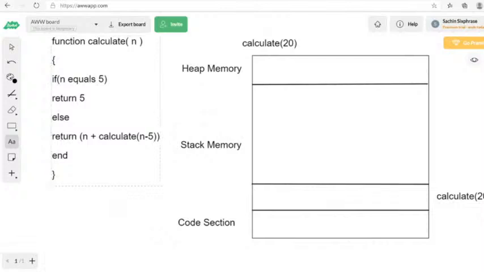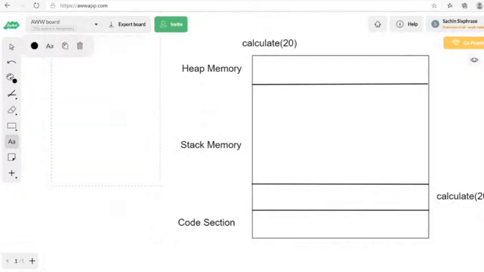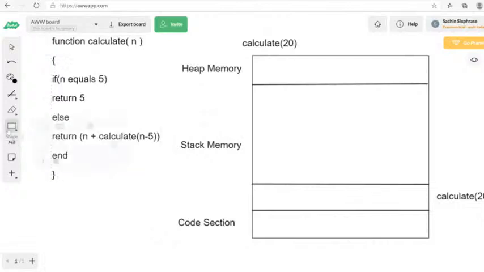Inside the function, you have a variable called n. For that variable n, one memory block will be created inside the respective activation record. The name of the variable is n, and the value it takes initially is 20, because you are passing 20. Now you enter and check whether n equals 5. No, n is not equal to 5, so you do not execute the if part, you come to the else part.